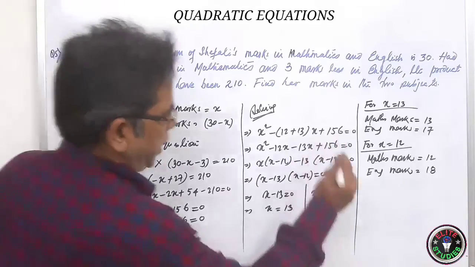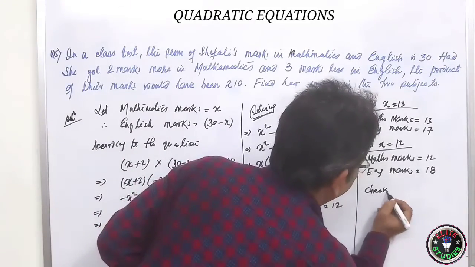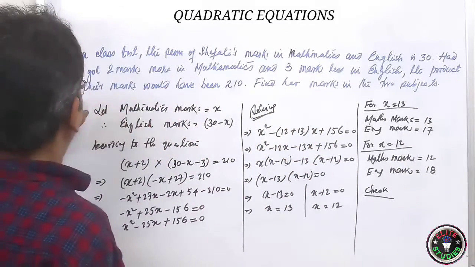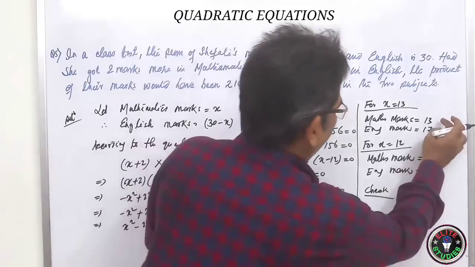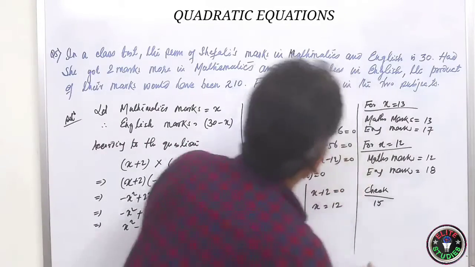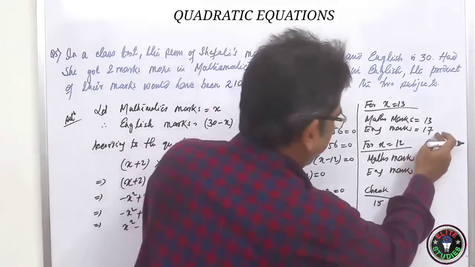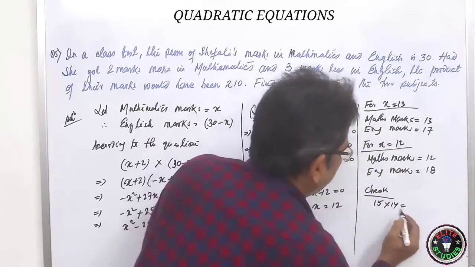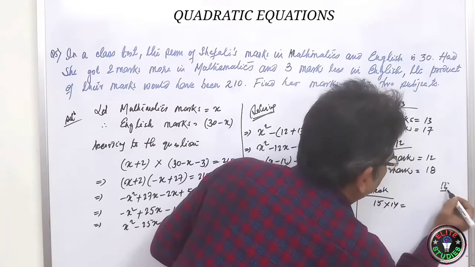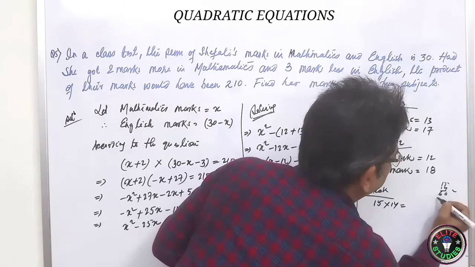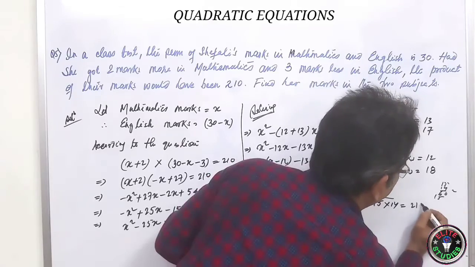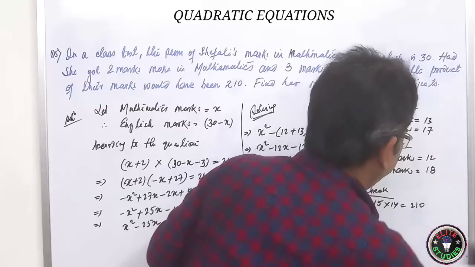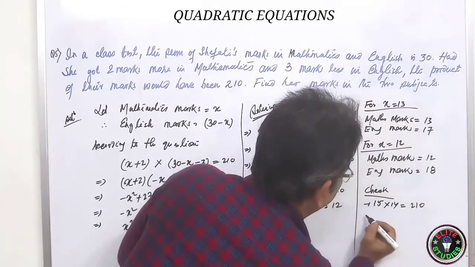Now in this case, if you check for this 13, he got 2 marks more in maths, 2 marks more means it will be 15, and 3 marks less in English. 3 marks less means it will be 14, and the product is 15 into 14, which is 210. You are getting 210. This is case 1.